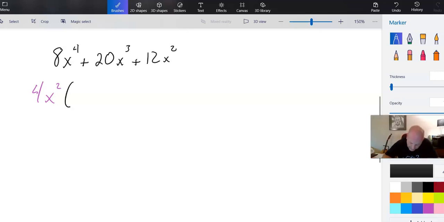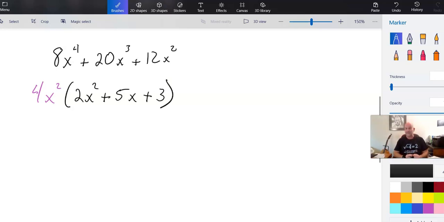So 4x squared times 2x squared will give me 8x to the 4th. And then let's see here, 4x squared will be times 5 to get 20, and then times another x to get x cubed. And then lastly, 4 times 3 gives me the 12, and then x squared is already there, so I don't need to put another one. Okay, so you notice what just happened.